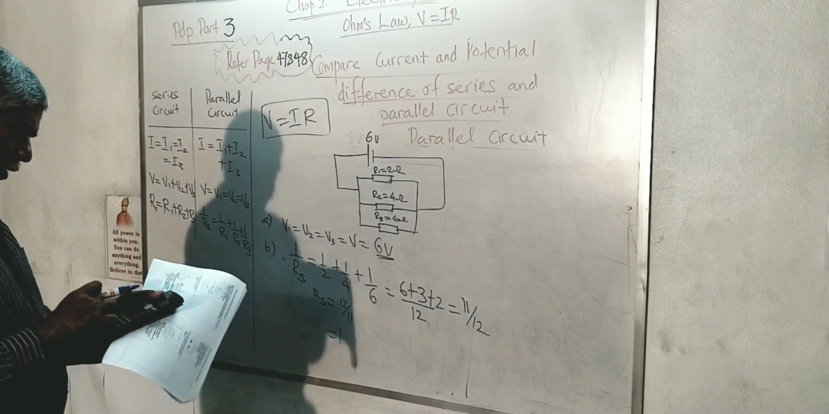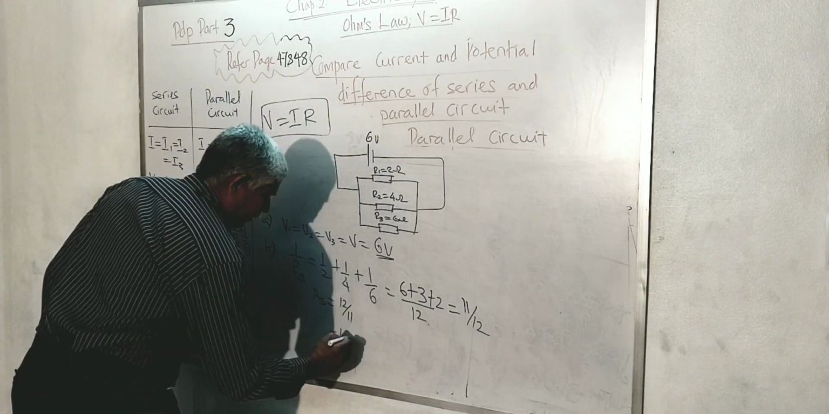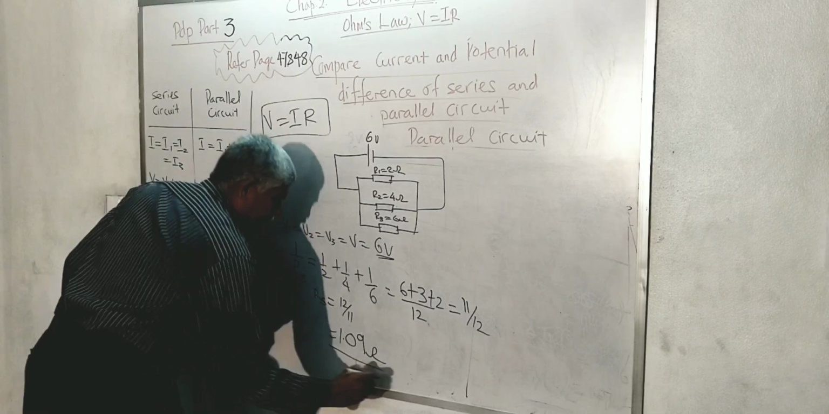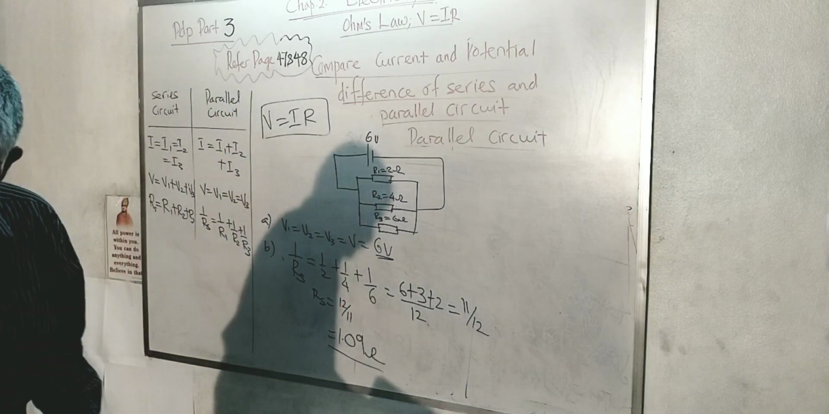12 divided by 11. So you should get 1.09 ohm. This is the effective resistance. Okay, just recheck.